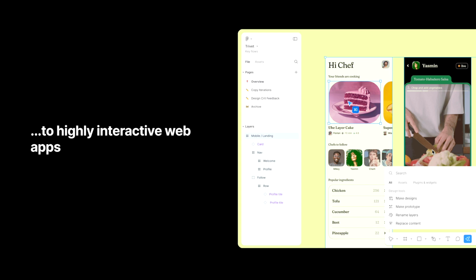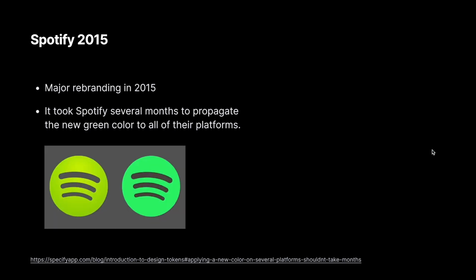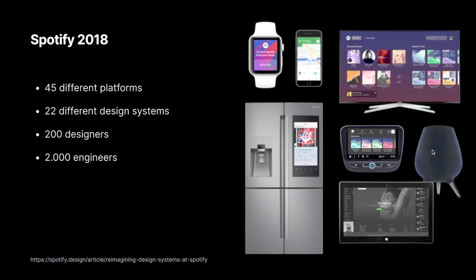Yeah. So these were major changes happening, and here's an example by Spotify. In 2015, their goal was to change their green tone from this warmer green to a cooler one, and this took them several months actually. It was manual work involved. It was a real pain for them from what I read. That's one of the challenges where design tokens can be of help.